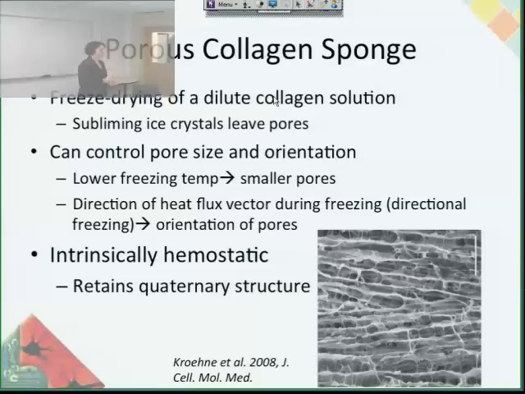And you can actually have directional pores. You can have channels or directional pores by controlling the direction of the freezing. So if you have it freezing from one side and going up or in one direction, that's the direction that you'll have pores aligned. And that could be really important in tissue engineering applications. So that's good to know. And the interesting thing about these collagen sponges, after you freeze dry them, is they retain their quaternary structure. So they're intrinsically hemostatic. So that's why they're pretty good for wound healing, because they'll stop bleeding that way.